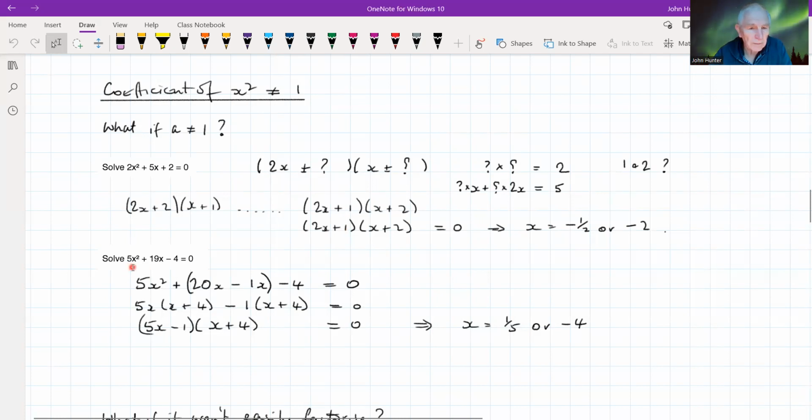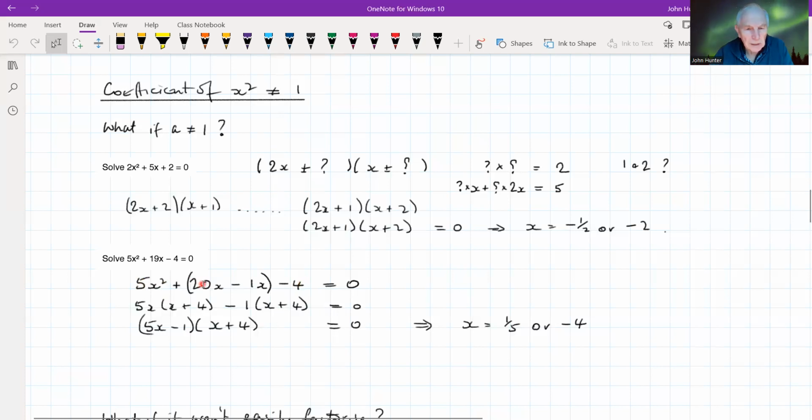But let's have a look at this one: 5x squared plus 19x minus 4 equals 0. What we're trying to do is break this down into two parts, and in this case we've broken it into 20x minus 1x, because this helps us to our factorization. Why those two? We'll come to this, but notice that if we multiply 20 by minus 1, we get the same thing as 5 times minus 4. And of course, this adds to 19x. So that's a bit of a clue as to how we go about it.